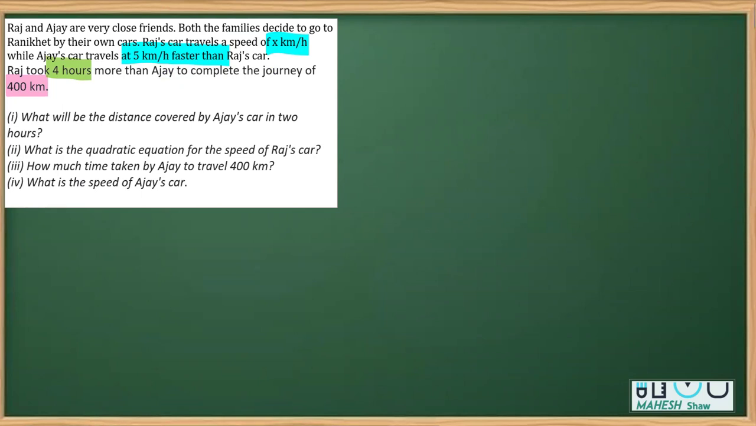If I read the first part, they are asking what will be the distance covered by Raj's car in 2 hours, followed by three more questions. Well, before working, since we have already observed that it is a question of quadratic equation, instead of reading the parts, we should obtain a quadratic equation first. So what I'm doing here, I'm taking what is already given. We don't need a let statement as it is already given, the speed of Raj's car.